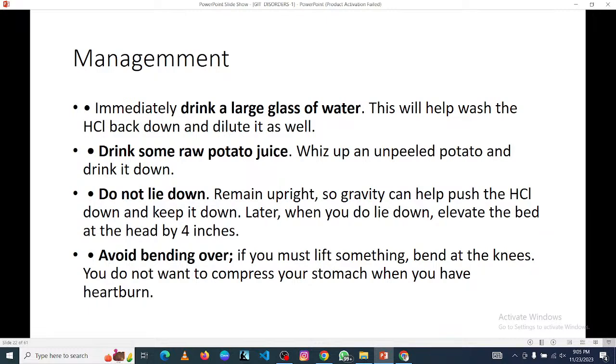You can make raw potato juice, including its peel, and drink it. It should be drunk immediately, because potatoes oxidize very, very quickly. So immediately after you make it, you should drink it. You should do that 3 times a day for a period of 3 to 5 days. So that's one of the ways you can make the raw potato juice.